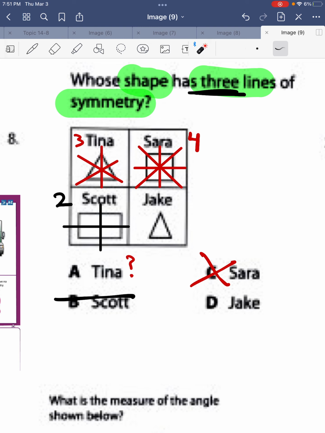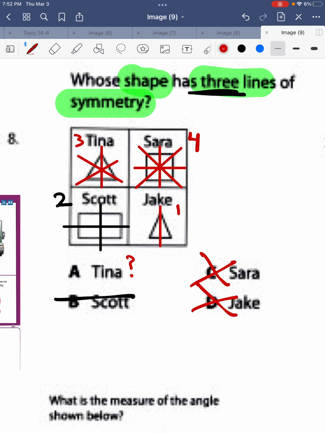Last one, I have Jake. If I notice, this is a triangle. This side and this side are equal. So because I only have 2 sides equal, this is called an isosceles triangle. So let me see how many times I can do my line of symmetry. I can only do it 1 time, because it only has 2 equal sides. I can only make 1 line of symmetry. So I'm going to put 1. So my answer is not Jake.